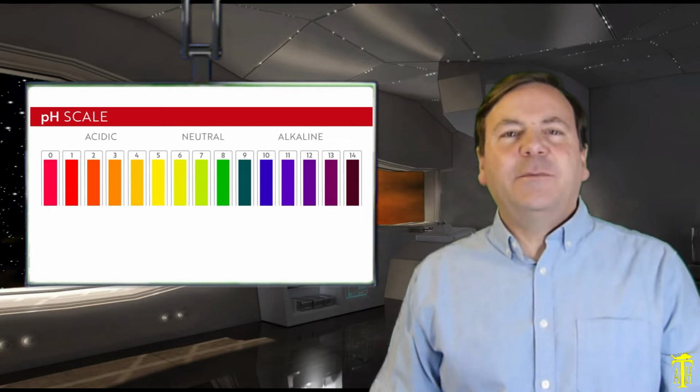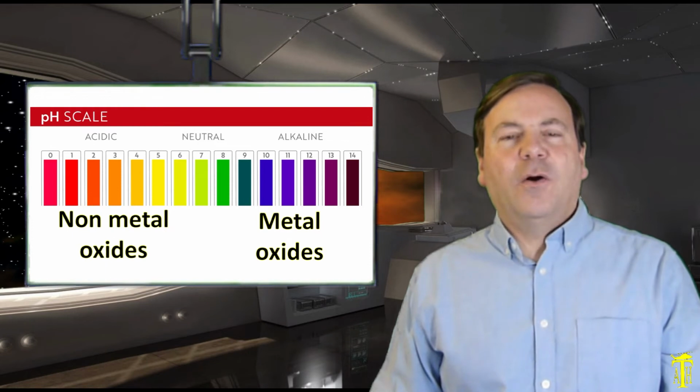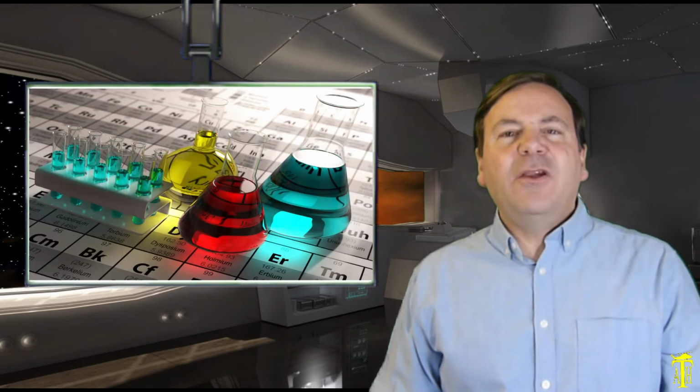Metals, when heated with oxygen, produce oxides, and oxides of metals are alkaline, whereas non-metals produce acidic oxides. So let's have a look at that in the lab.